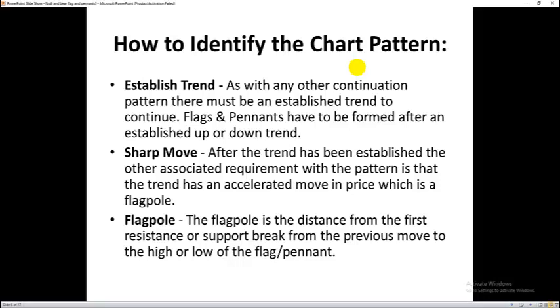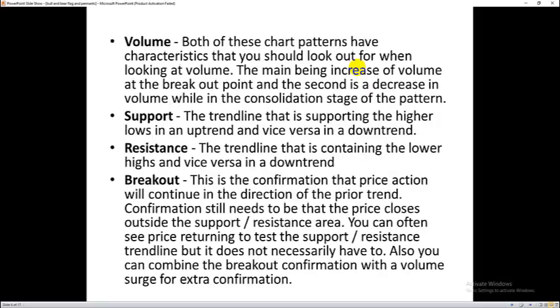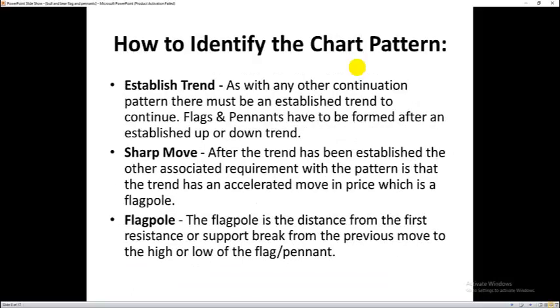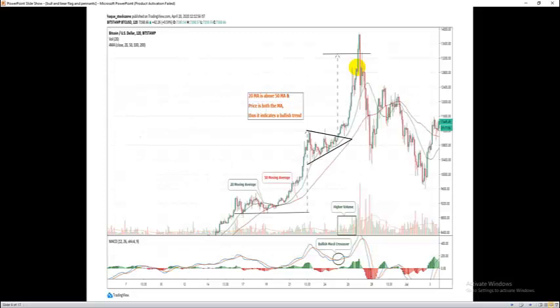The flagpole is the distance from the first resistance or support breakout, support break from the previous move, to the high or low of the flags or pennants. The flagpole is still this move that I'm talking about. You see, the move from this place to this place, you can call it a pole. But that pole does not come straight. It comes slanted like this.